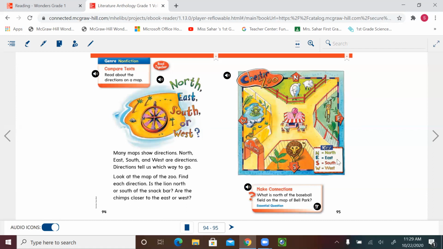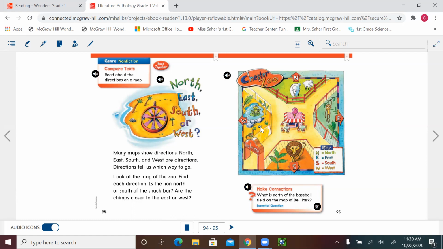So first, if you look here at the map, you see north up there, and we use the letter N standing for the word north. And then opposite of it, we have south, and we use the letter S. And then we have east. We use the letter E to represent the east, and west we use the letter W. So as we see here, the key map, which show you the N stands for north, and then E stands for east, S stands for south, and W stands for west.